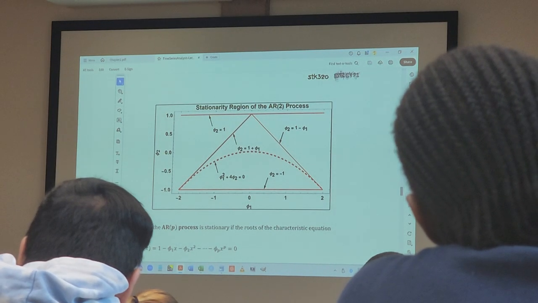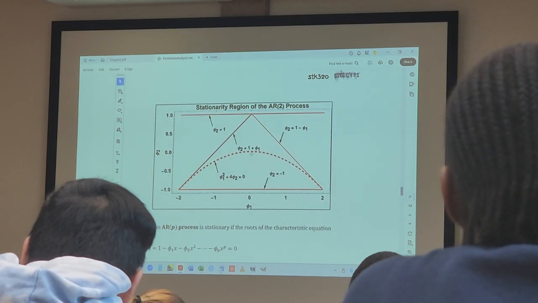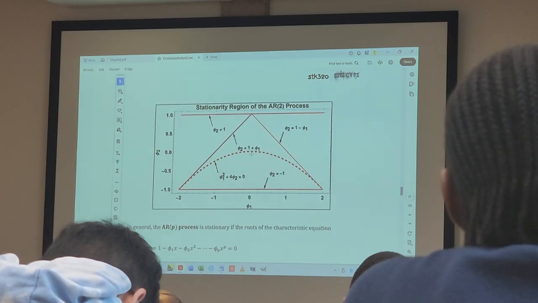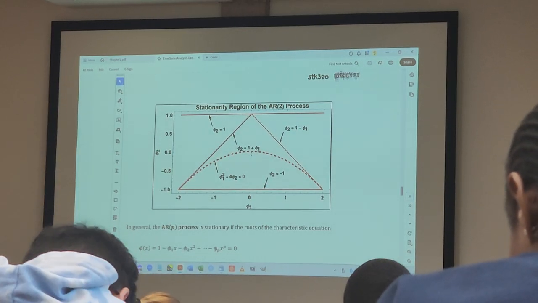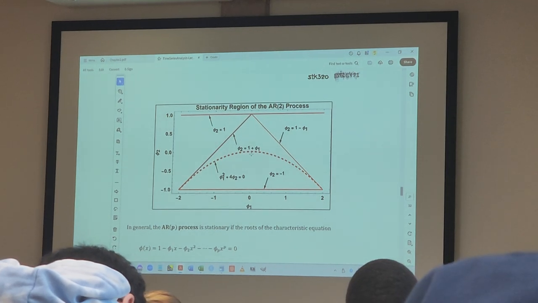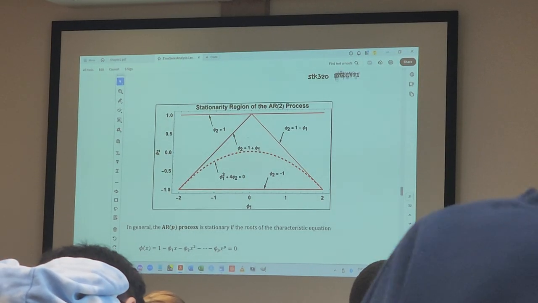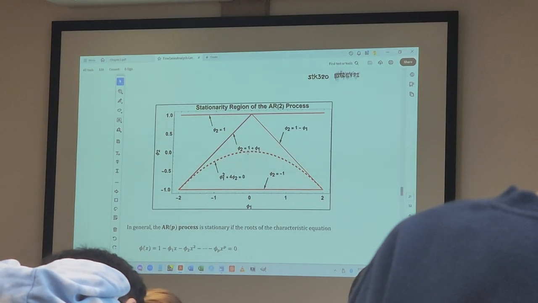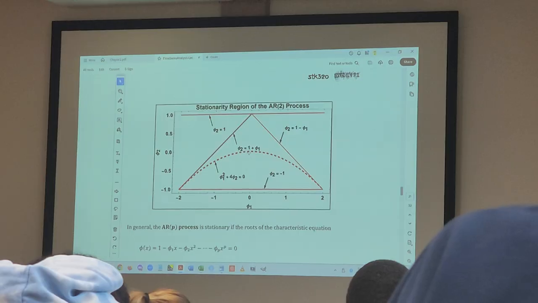If what is inside there is less than 0, so below that parabola, then the roots will be complex for the AR. If we are above it, then we get real roots. So combinations of phi1 and phi2 that lie in the triangle but above that parabola are where we get real roots. You will get real values for the roots.